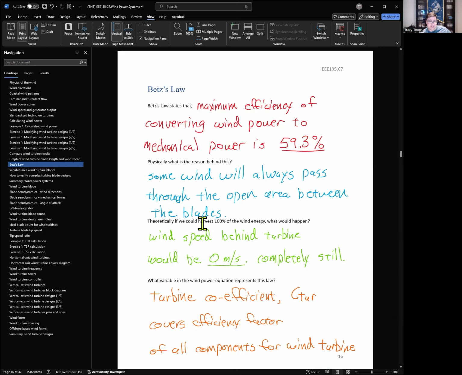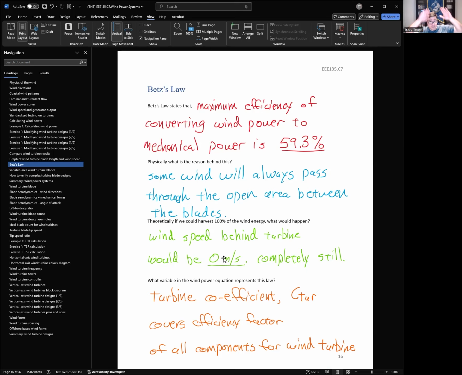So theoretically, if we wanted this to be 100% of the wind energy, what would happen? Well, the wind has to blow into the turbine and then dead stop afterwards. Literally means it's 0 meters per second, right? That's harnessing all the wind energy. And that's not physically possible with a wind turbine. A wind turbine will let some of the air through, okay?